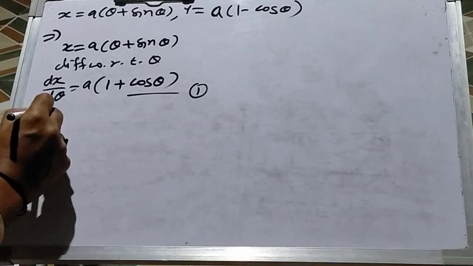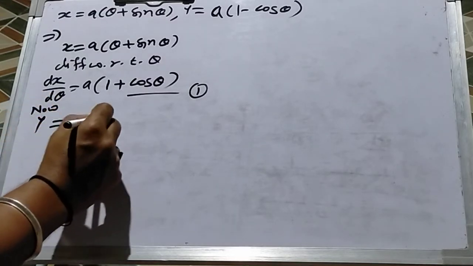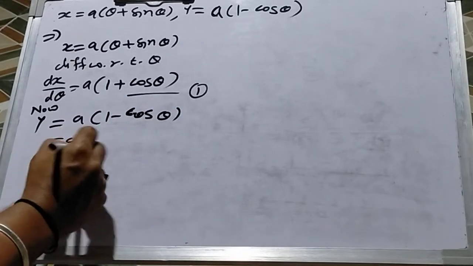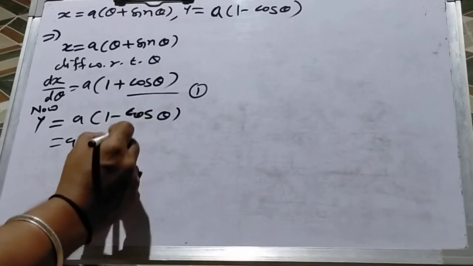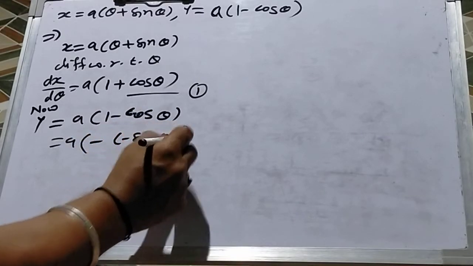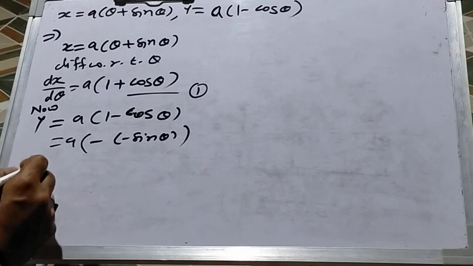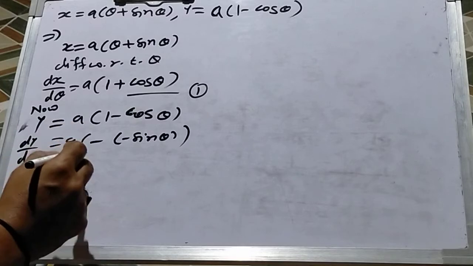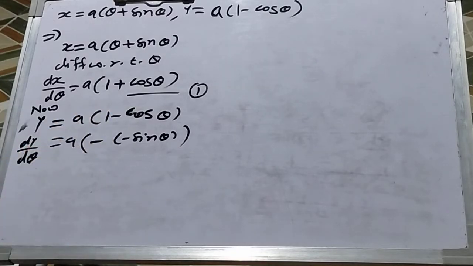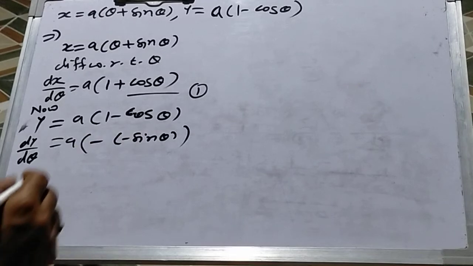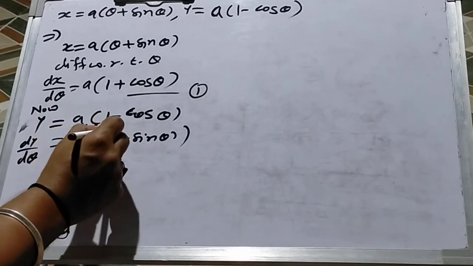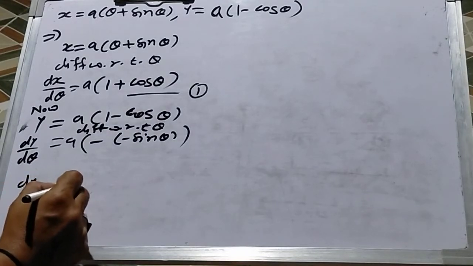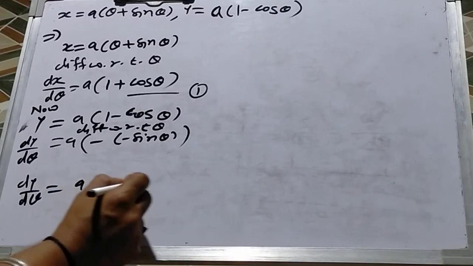Now secondly, y is equal to a into 1 minus cos of theta. So here the derivative of 1 is 0 minus the derivative of cos of theta, meaning minus sine of theta. So here, differentiating with respect to theta, dy by d theta is equal to a sine of theta, called 2.